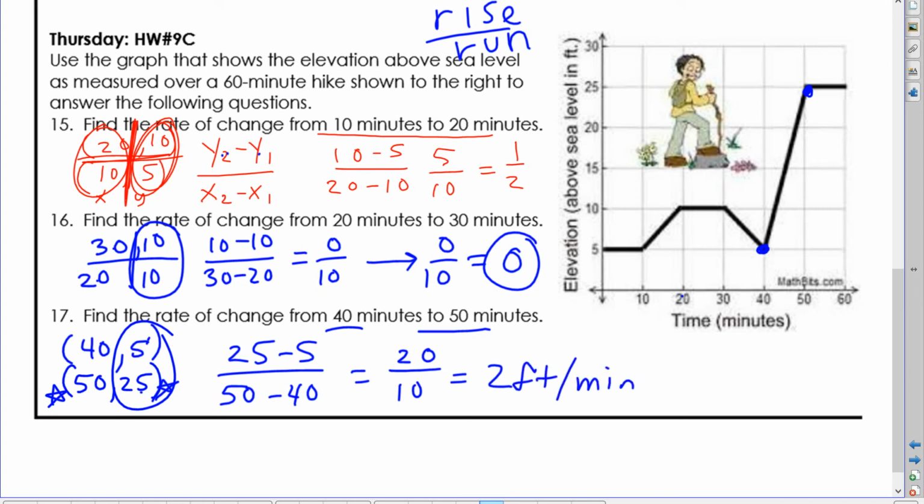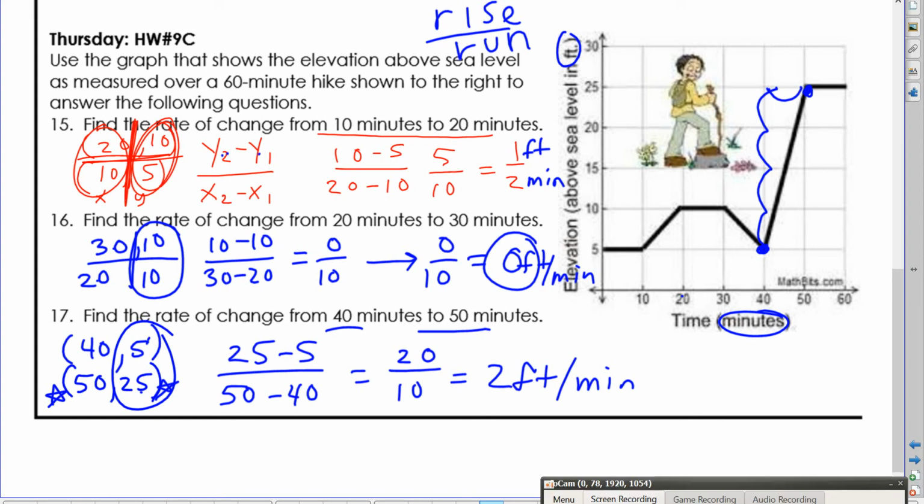Because the y is feet and the x is minutes. So this is 1 foot per 2 minutes, and this is 0 feet per minute, and this is 2 feet per minute. All right, let's see, count our rise and run here. 5, 10, 15, 20, 20 over 10. And that's the video that will show you how to complete homework number 9.